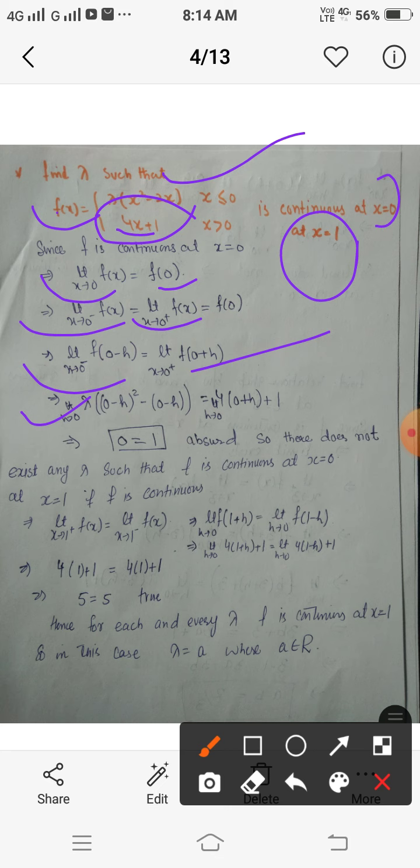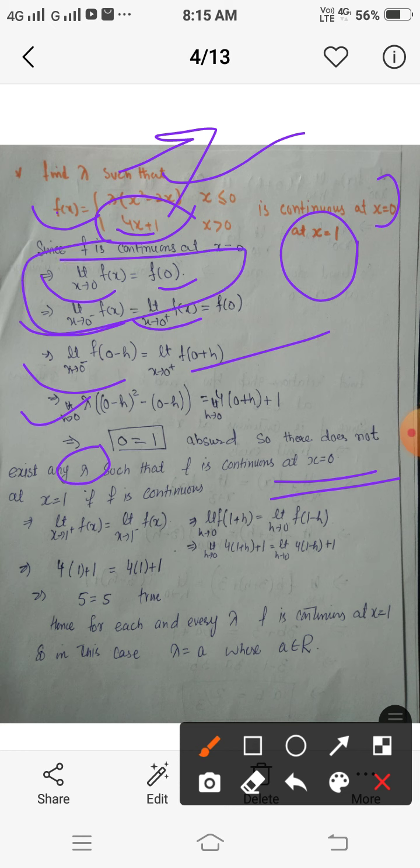So this means that there does not exist any value of lambda such that the function is continuous at x equals 0. So when the function is continuous at x equals 0, this lambda does not exist, which implies that it is never continuous, because it is given that this function is continuous, but we get here 0 equals 1, which is absurd. So this means that lambda does not exist when f is continuous at x equals 0.